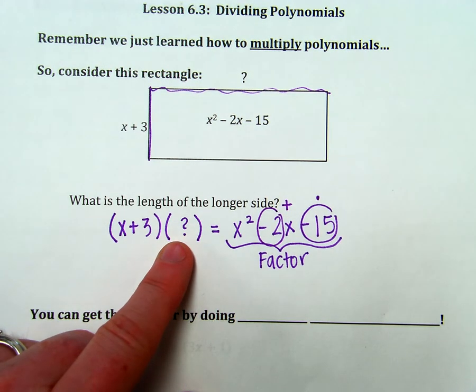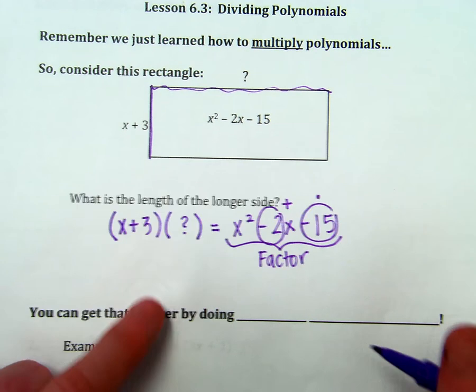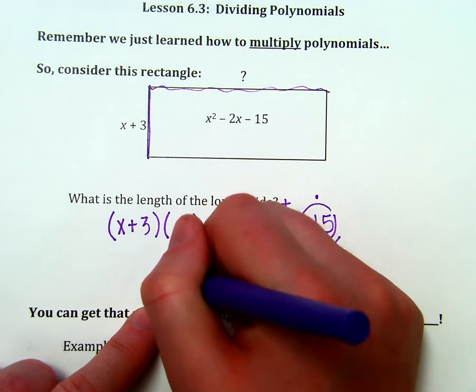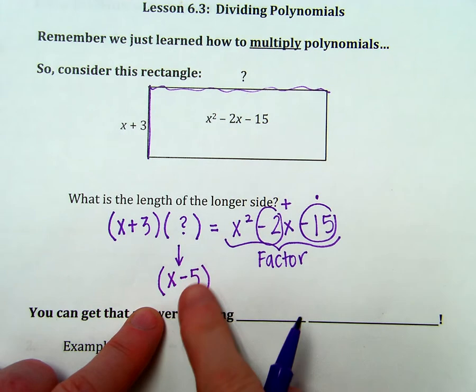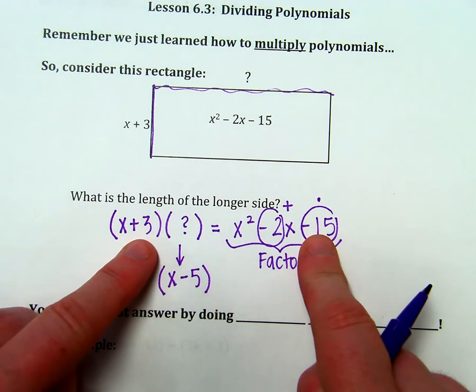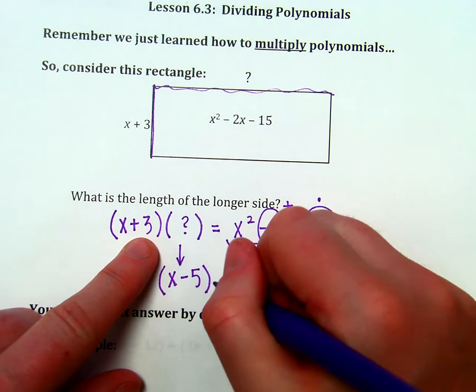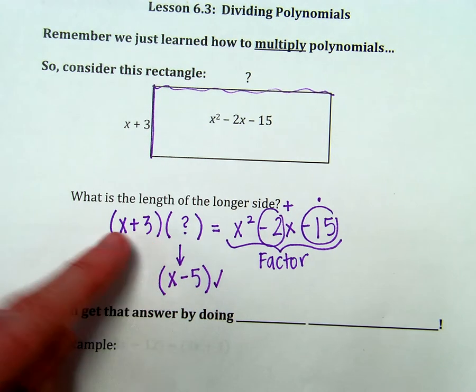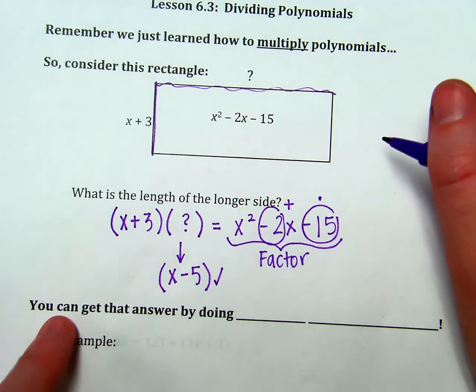Well, for us, that would be 3 and negative 5. We already have the 3 in the parentheses, which means that the other set of parentheses will be x minus 5 because we said negative 5. A negative 5 times 3 is negative 15, and if we add negative 5 to 3, we get the negative 2, so I know that this is the right answer.